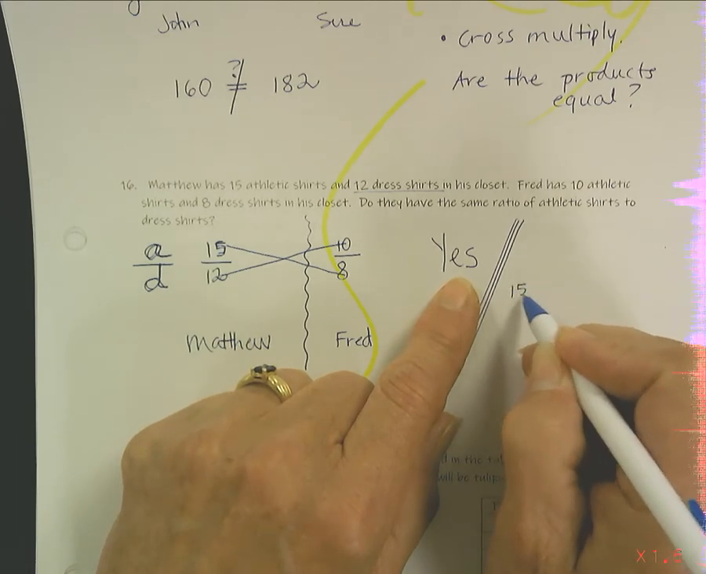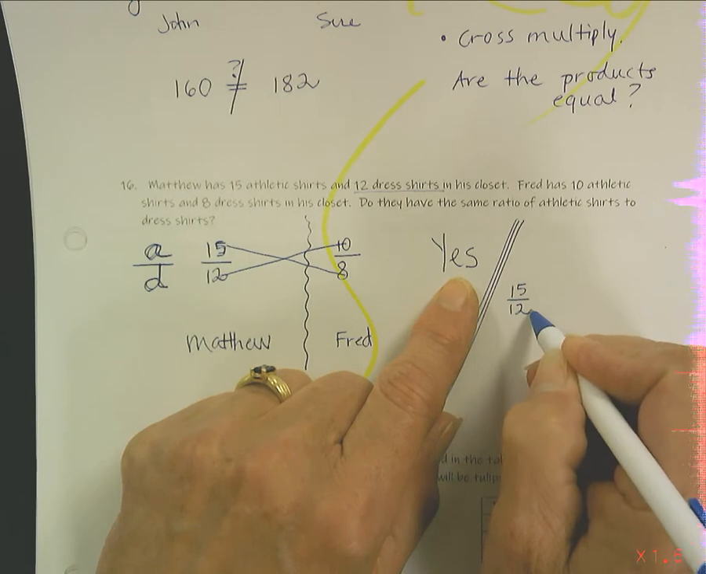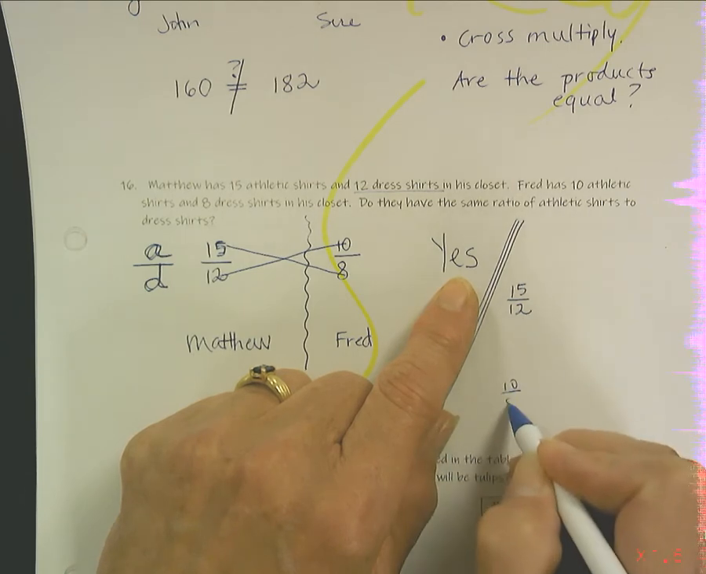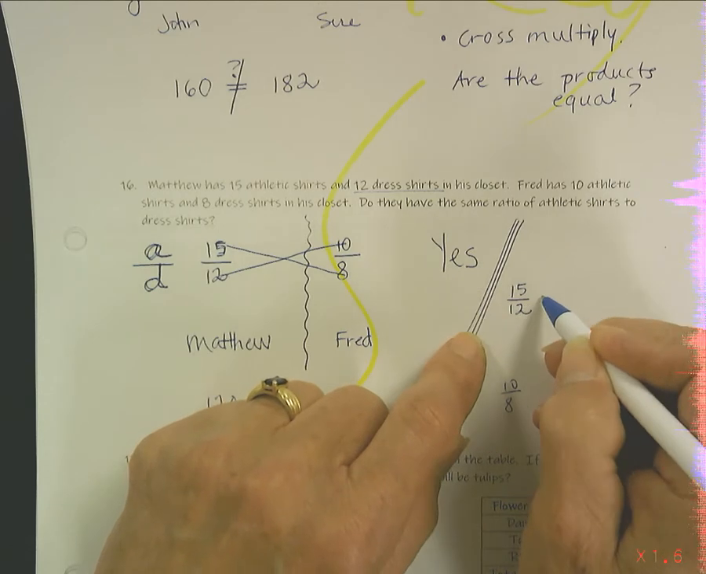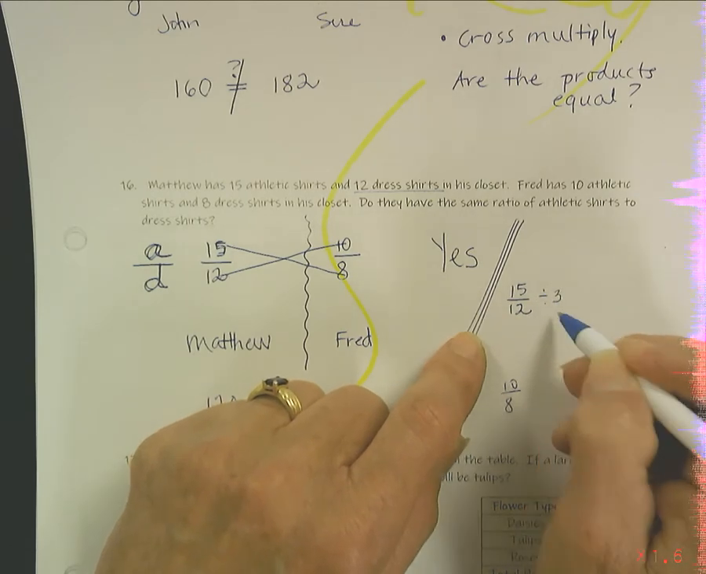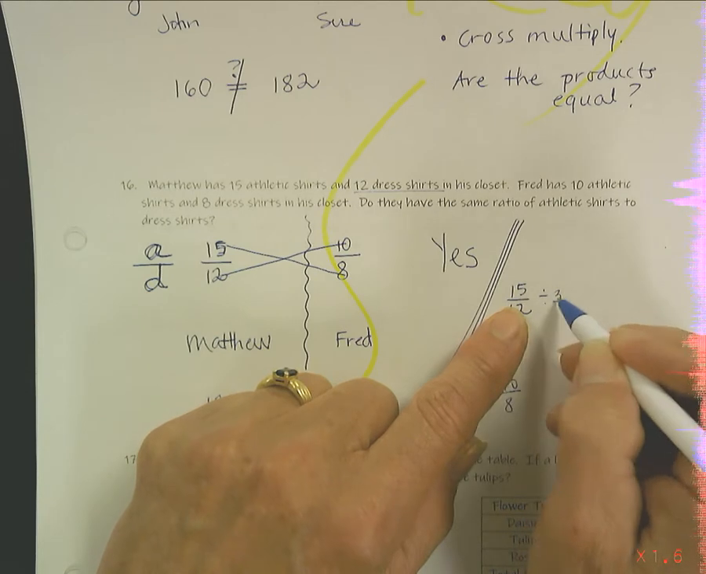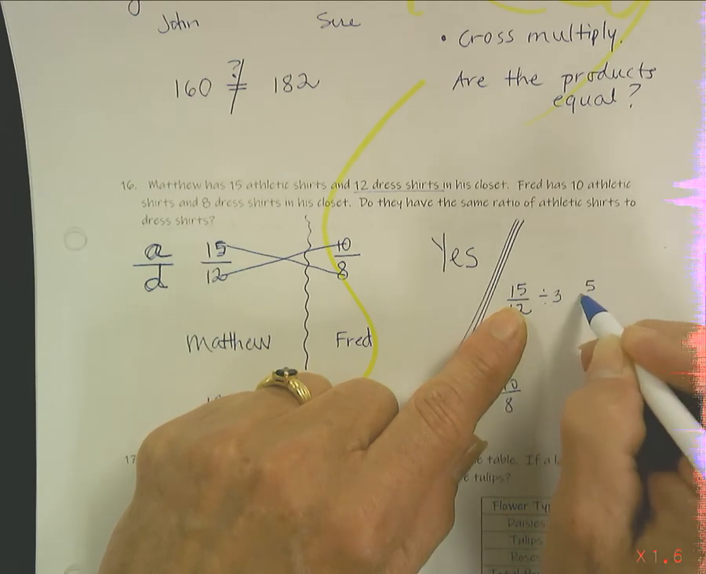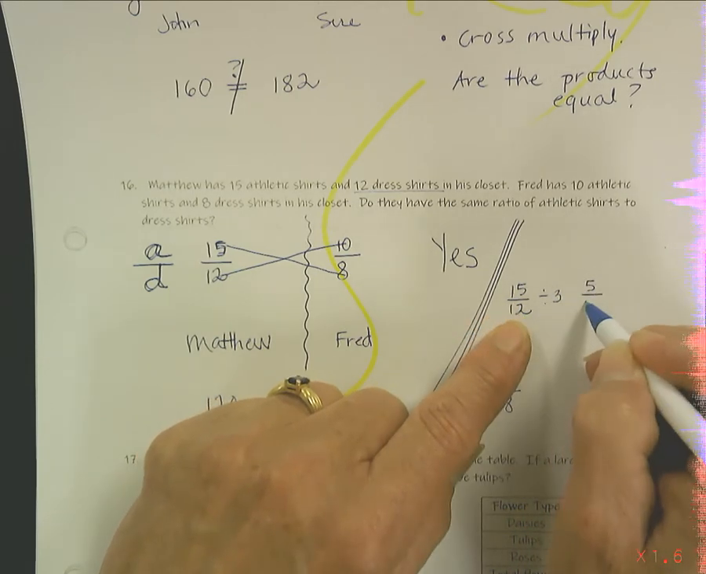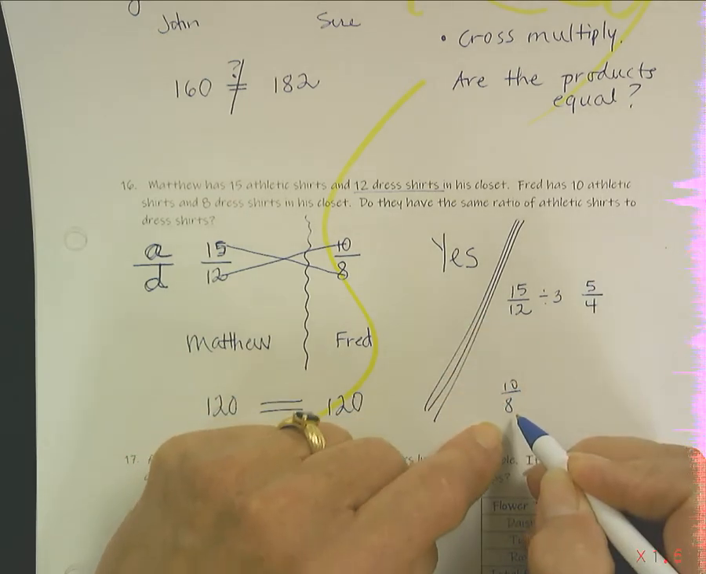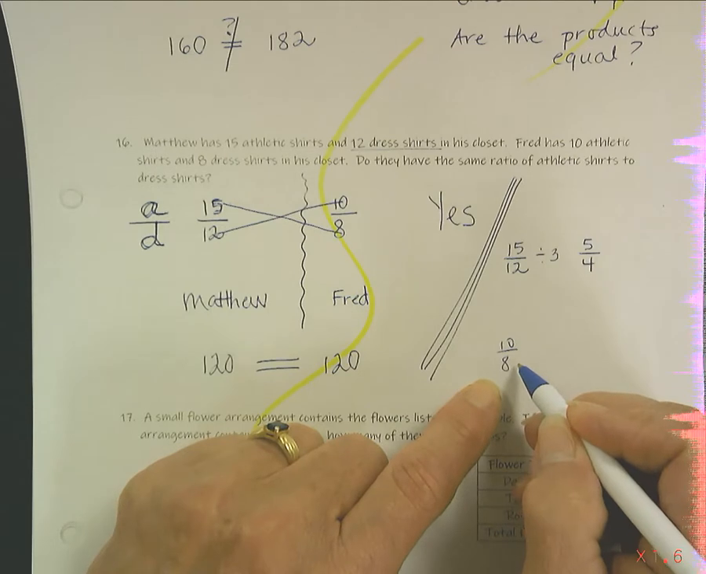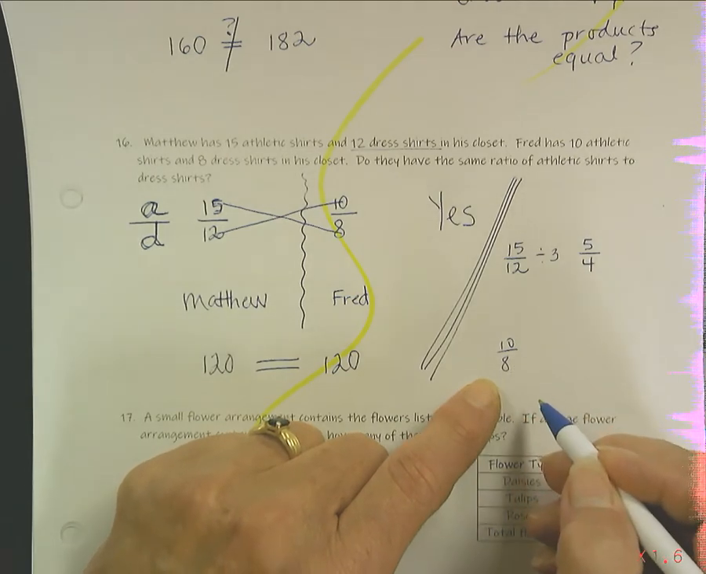Do you know what 15 and 12 are both divisible by? 2. No, well, 3. You are exactly right. They're both divisible by 3. 15 divided by 3 is 5, and 12 divided by 3 is 4. Now let's look at this other ratio, 10 over 8. Do you know what 10 and 8 are both divisible by?